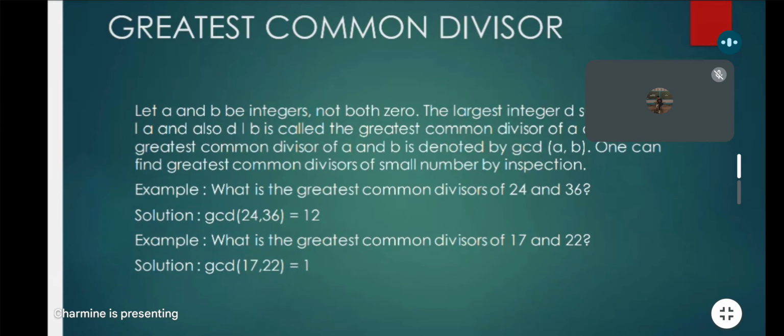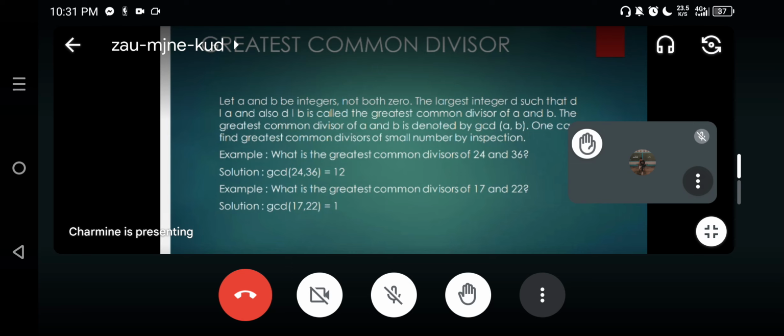Greatest common divisor. Let a and b be integers, not both zero. The largest integer d such that d divides a and d divides b is called the greatest common divisor of a and b.